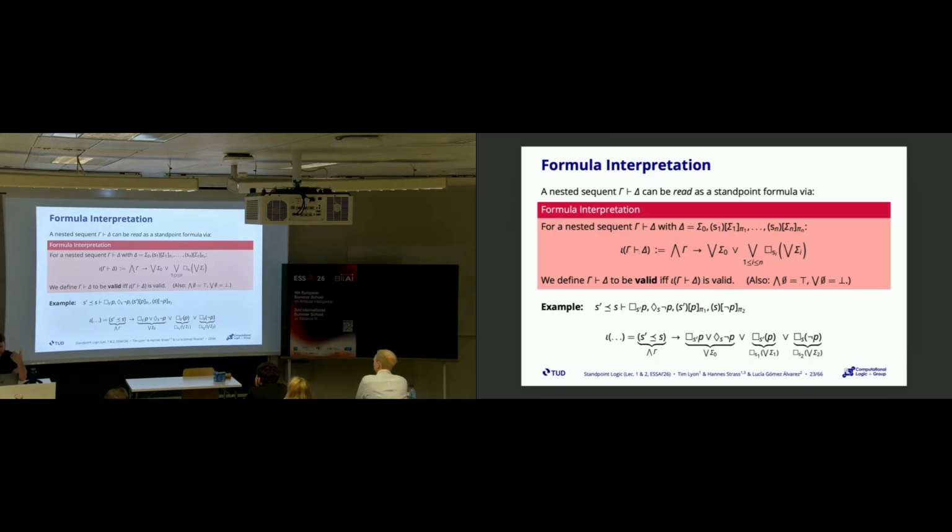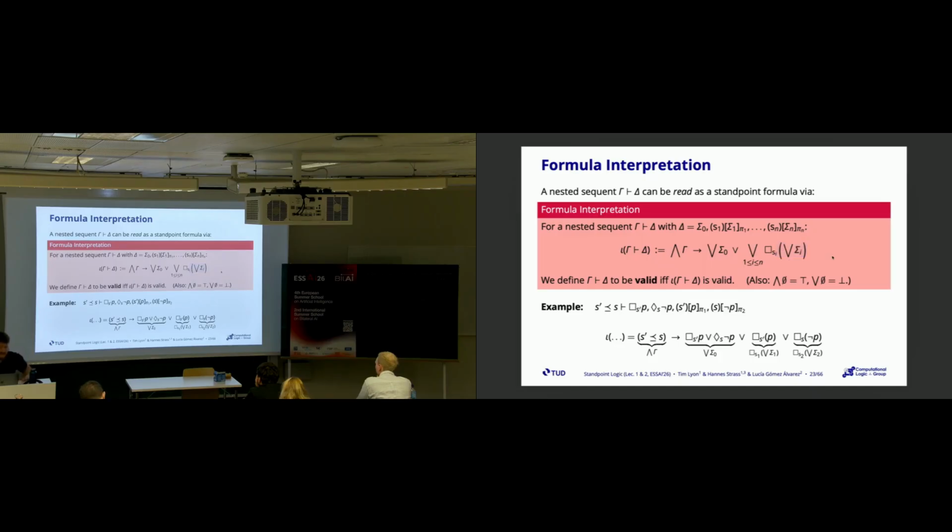So how is a formula formed by means of a nested sequent? What we do is we take a conjunction of everything in gamma, the antecedent. We think of the turnstile as expressing an implication. And we think of delta as representing a very complicated type of disjunction. We take a disjunction of everything in sigma naught, the root component, and then we take a disjunction over the following expression. Each of these nestings gets represented as a standpoint box modality, and we take a disjunction of each of the multisets that occur inside of the context of that standpoint box.